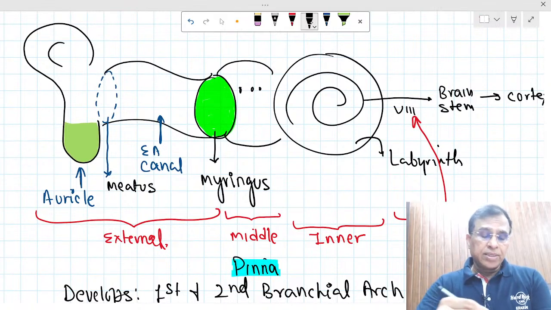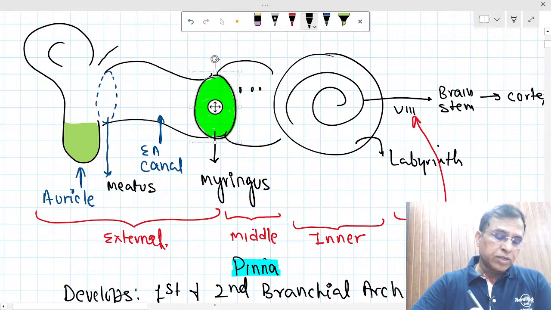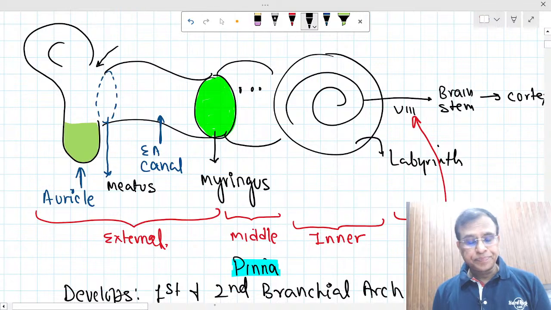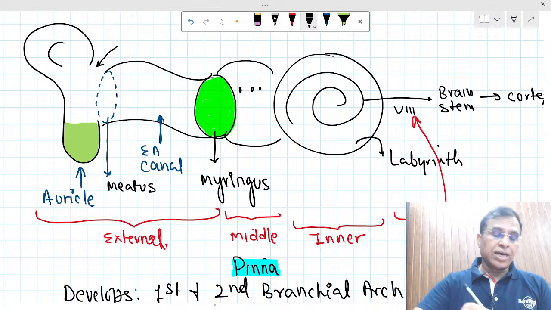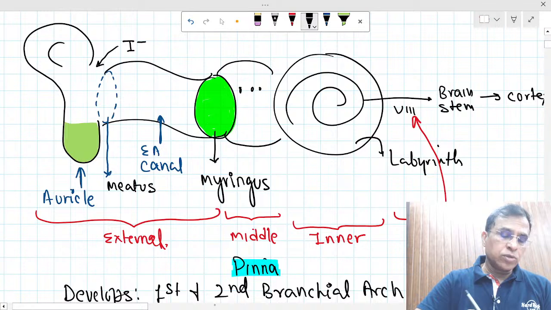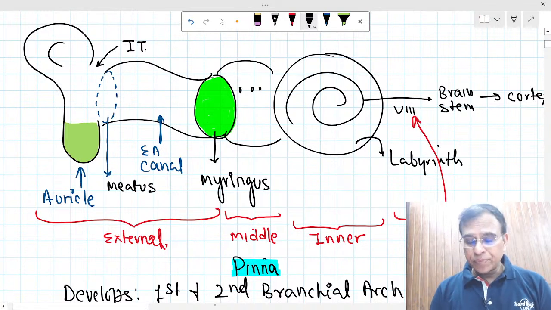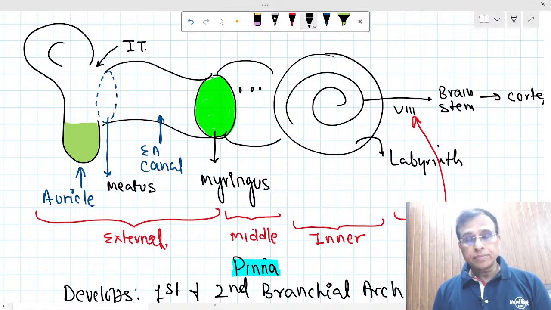Where is it? See, I have deliberately left a gap here. Can you see the gap here? Just above your tragus, there is a small gap. And this gap is called IT. What is IT? Incisura terminalis. And why is there a gap? Because there is no cartilage here. So this name is important, IT, for you.